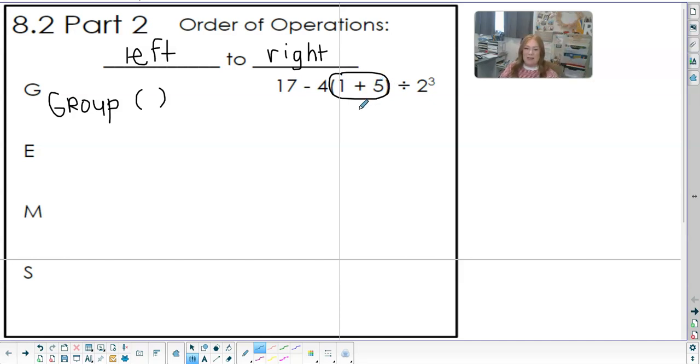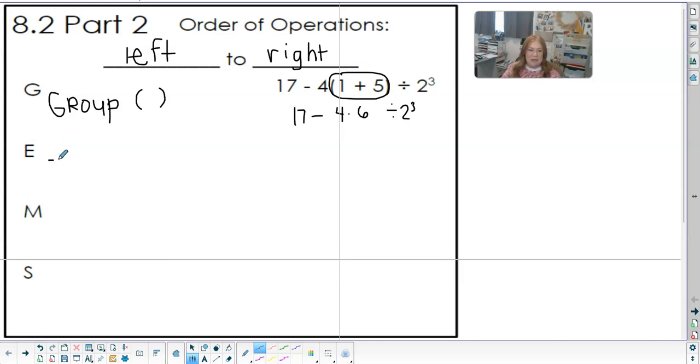So 1 plus 5 is 6. Okay, now this 4 is right next to it. It doesn't make it 46. It's really 4 times 6. There's a little invisible multiplication glue dot stuck right there holding them together. So it's not 46, it's 4 times 6. So we're bringing everything else down. So we're dividing by 2 to the third. Okay, so we did our groups. So any sort of group that we have in parentheses or brackets, we want to do that first.